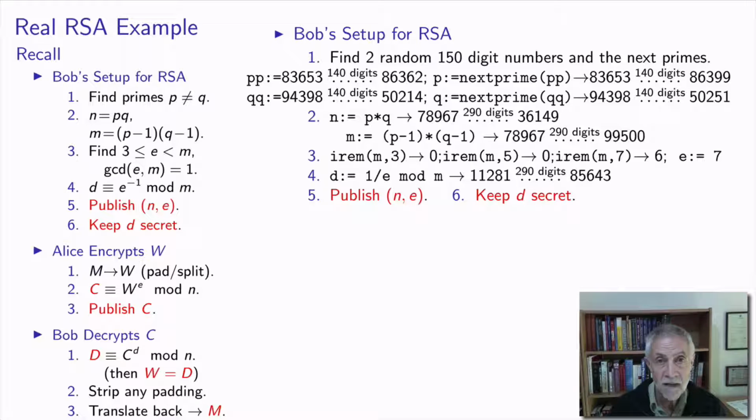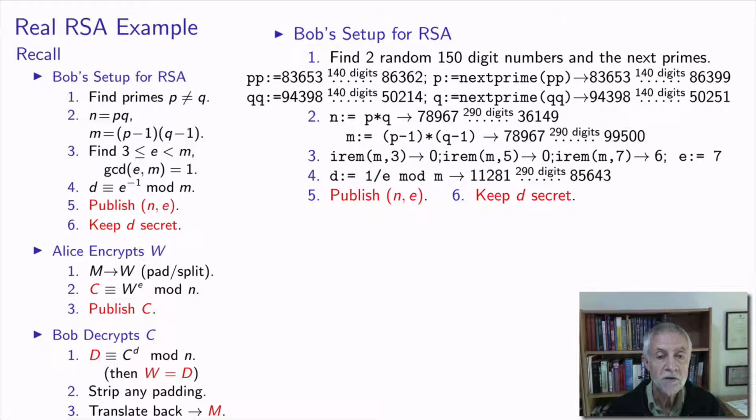So you just ask Maple to check what's the remainder after dividing M by 3, and it's 0. So in other words, 3 does divide M evenly. Similarly, 5 divides M evenly, but 7 does not. The remainder is 6. So that tells us that 7, which of course is prime, has greatest common divisor of E and M equal to 1 in that particular case. So we take E to be 7.